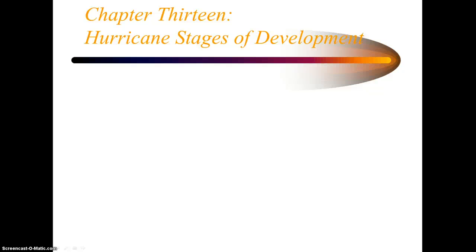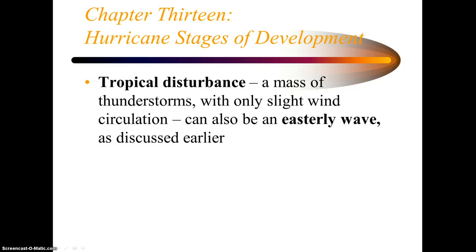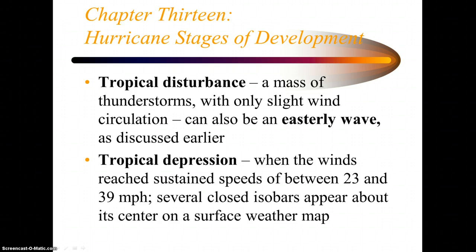In Chapter 13b on hurricanes, we will check the stages of development of a hurricane. Going back to that business about a tropical wave, initially you have what's called a tropical disturbance, which is maybe an easterly wave or a tropical wave, some sort of a cluster of thunderstorms, as we discussed earlier. When that tropical disturbance gets better organized, when the winds reach sustained speed of between 23 and 39 miles an hour, it's called a tropical depression.